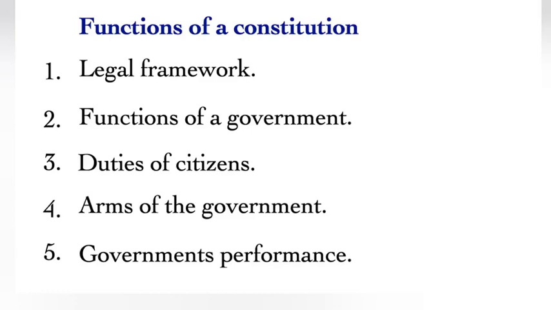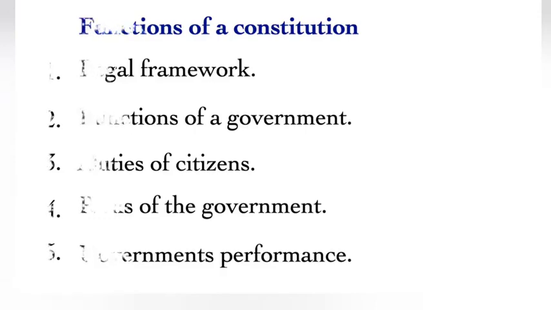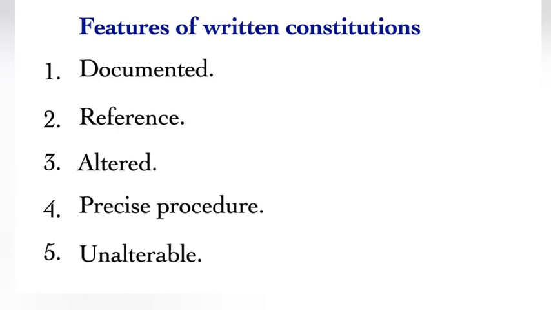It defines the duties and the responsibilities of the citizenry. It spells out the functions and the powers of the arms of the government and their relationship. It is a yardstick for measuring the performance of a government. We have two types of constitutions. We have the written constitution and the unwritten constitution.